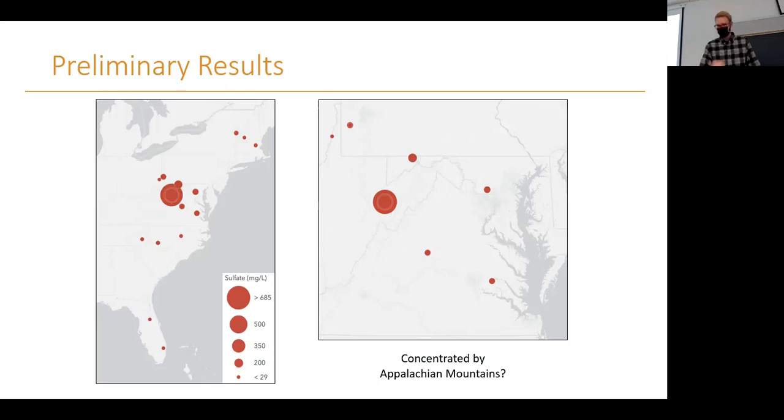It looks like that's not entirely the case. It's a little more complicated than that, because this here is not as high as down here. What could be driving this massive increase in sulfate in West Virginia? I'm not entirely sure. It could have to do with the mountains, because the Appalachian Mountains do run along this line here.